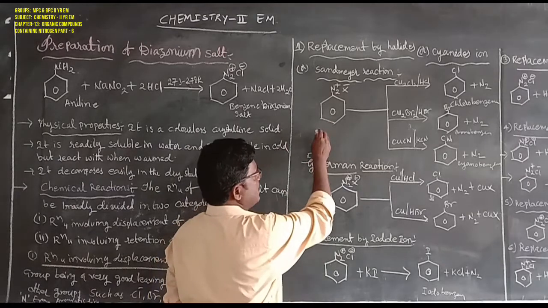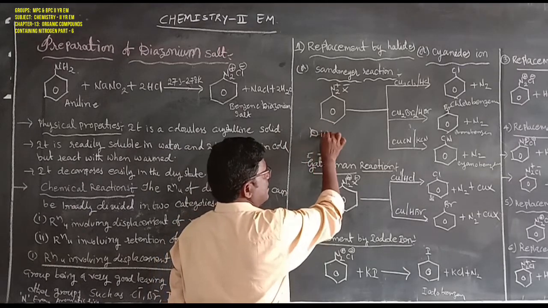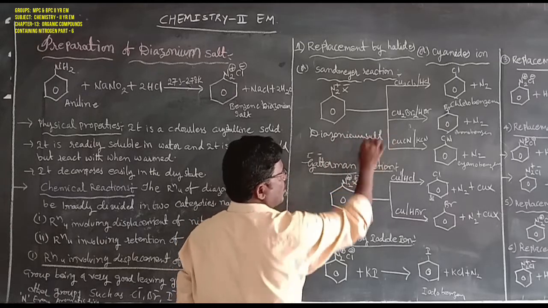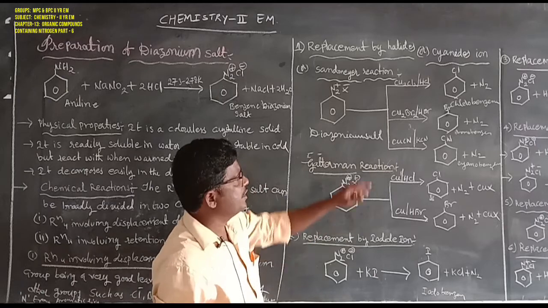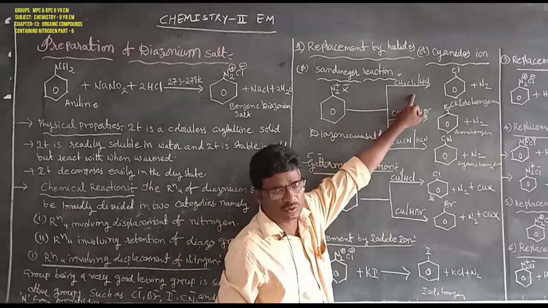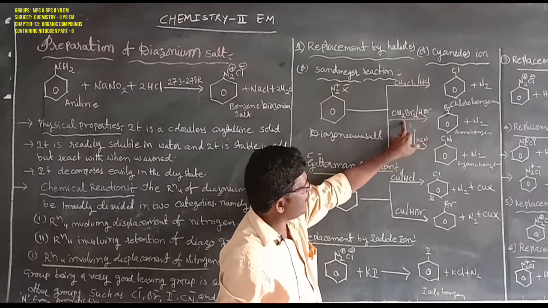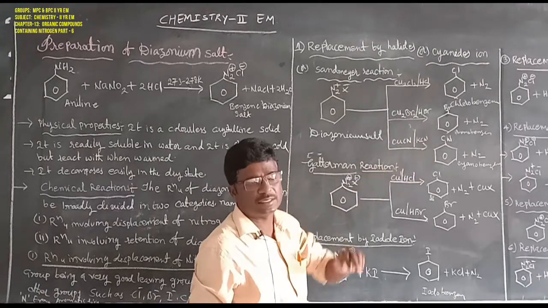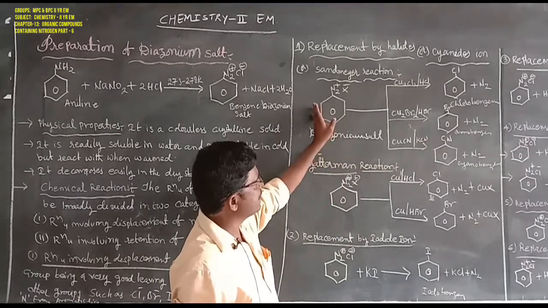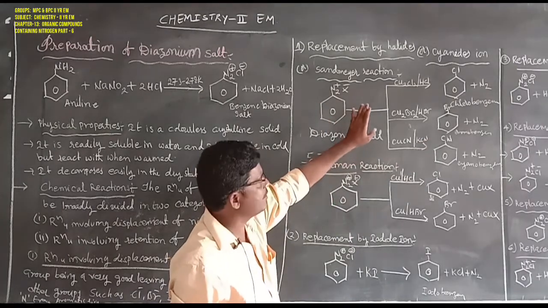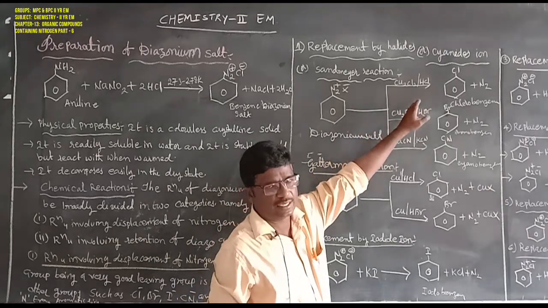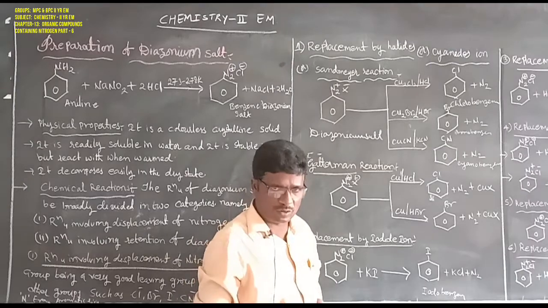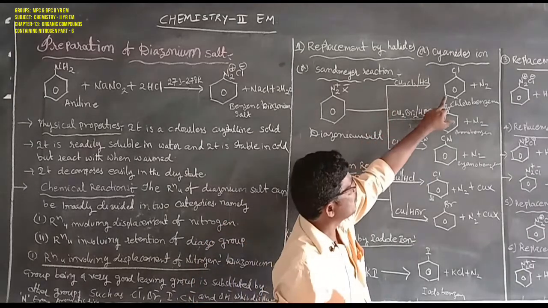Here is the benzene diazonium salt, or benzene diazonium chloride, treated with cuprous chloride and hydrochloric acid, cuprous bromide and hydrobromic acid, cuprous cyanide and potassium cyanide. Here is the benzene diazonium chloride treated with cuprous chloride and hydrochloric acid, then chlorobenzene is formed.